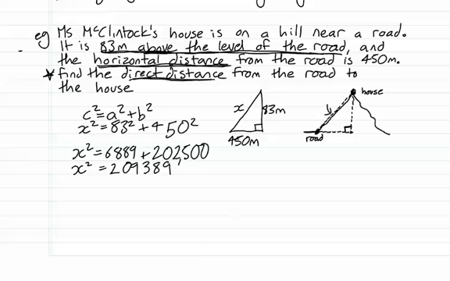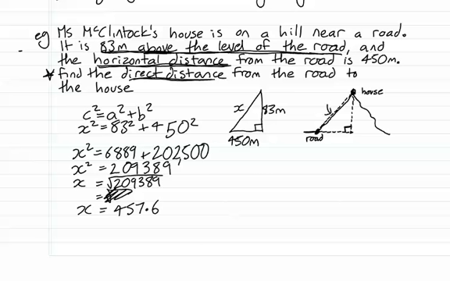And we'll need to find the square root of that just to get x. So we write it under the square root sign, and the square root is 457.6. That is x, and that is the direct distance from the road to the house. My other measurements were in meters, so that's in meters.